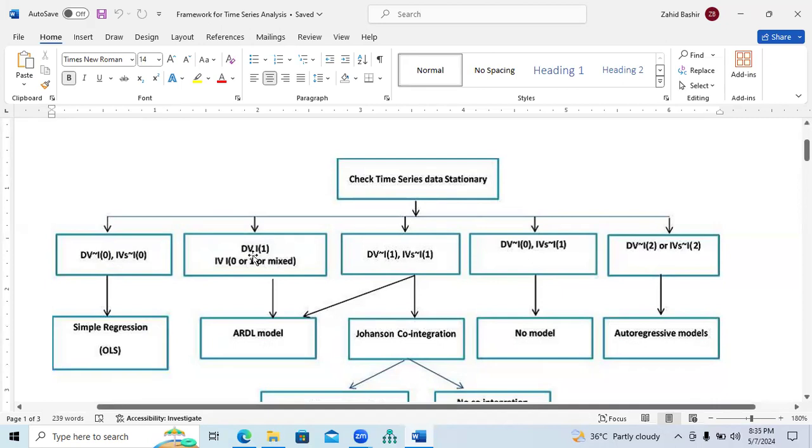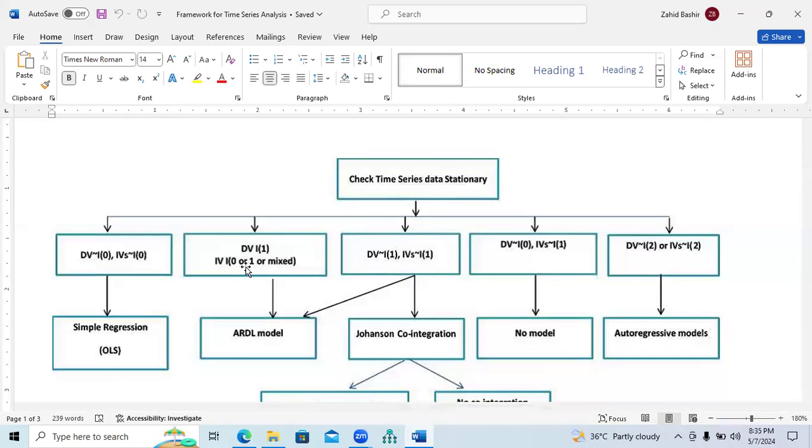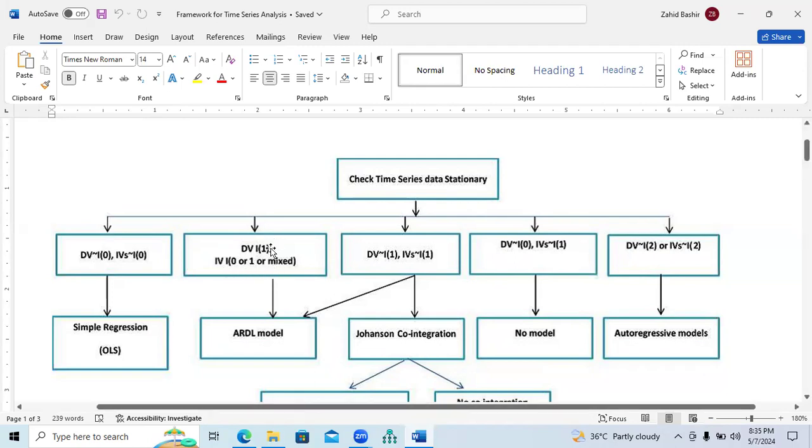In the other case, if your dependent variable is not stationary at level, but it is stationary at first difference, that means your variable is stationary at first difference and your independent variables are stationary at mixed level. It means some of your IVs would be stationary at level and some of them might be stationary at first difference. So they will show the mixed stationary. In that case, when your DV is stationary at first difference and your IVs are representing mixed stationary, then you are going to apply the ARDL model.